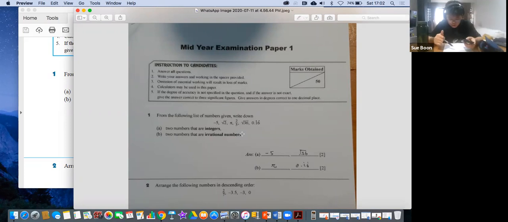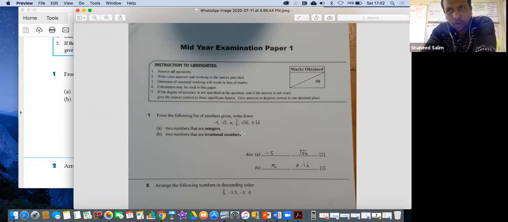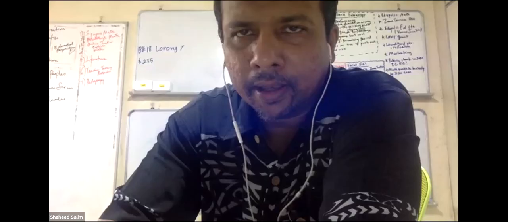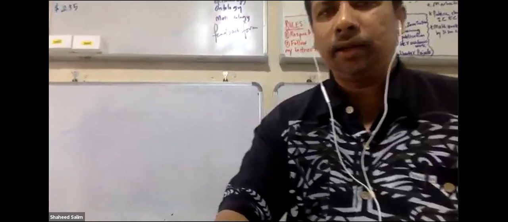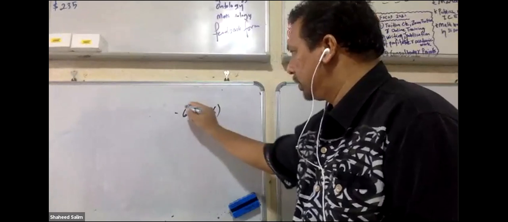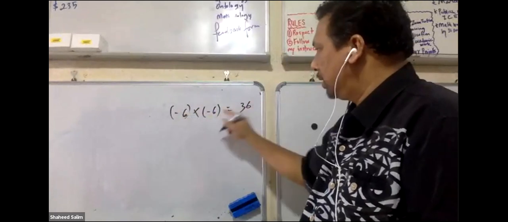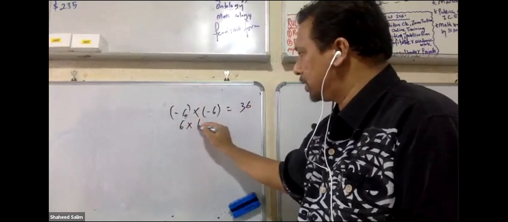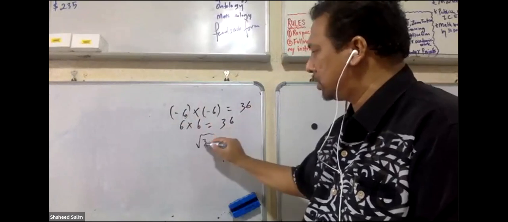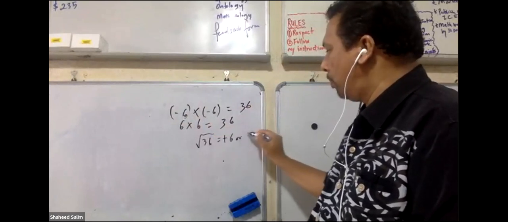6. But you must know it can be +6 or -6. Can you take -6 times -6? What do you get? 36. So down here, you can see the board. If it's -6 times -6, negative times negative is positive, 36. 6 times 6 is also 36. So the square root of 36 can be +6 or -6.